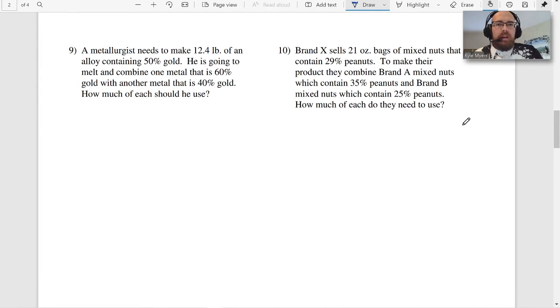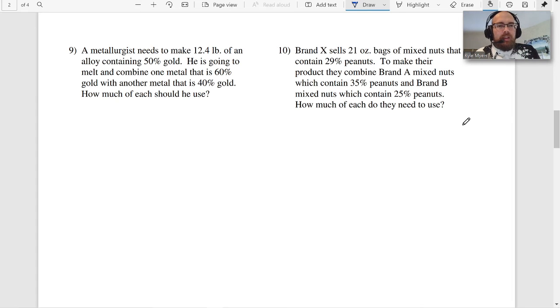Okay. Brand X sells 21 ounces of mixed nuts. Again with the mixed nuts, man, these guys like nuts. Okay, let's see here. Brand X sells 21-ounce bags of mixed nuts that contain 29% peanuts. To make their product, they're combining. Okay, so this 21 ounces of mixed nuts is the answer, sort of, right?